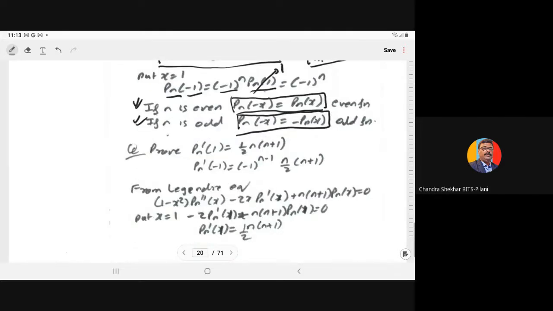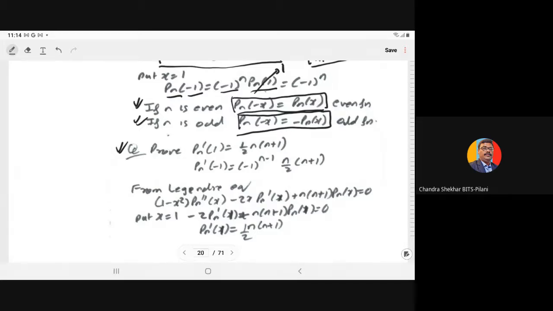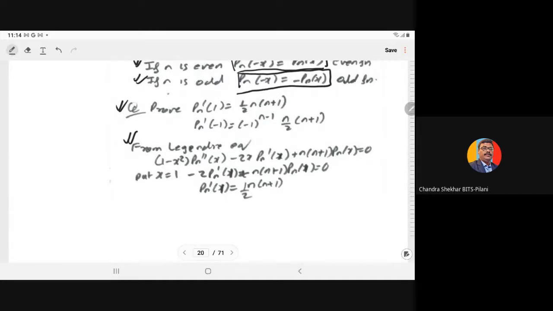Then after we have to prove this, prove that Pn dash 1 is equal to 1 by 2 n into n plus 1. So we know the Legendre equation. The Legendre equation is (1 minus x square) y double dash minus 2x y dash plus n into n plus 1 y is equal to 0.